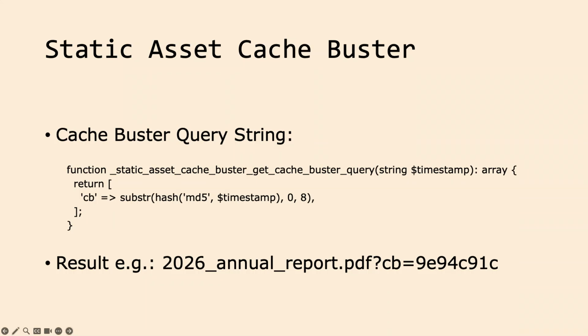Each of those preprocess functions ultimately calls this particular function, which maybe someday I'll make go OP, but not today. You just pass through the timestamp, it hashes it, and it returns basically a query string that can then be appended to the URL. So in the case of that annual report earlier, it'd be .pdf?cb= and then that string there. CB stands for Cache Buster.